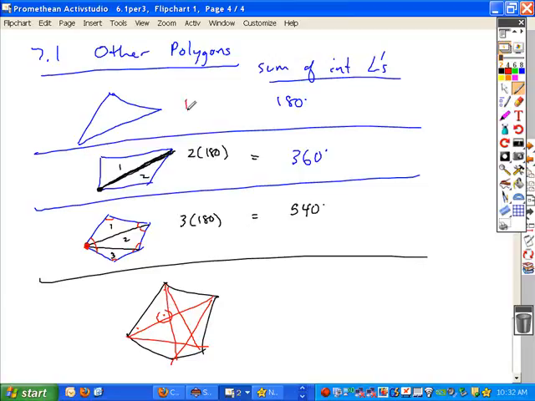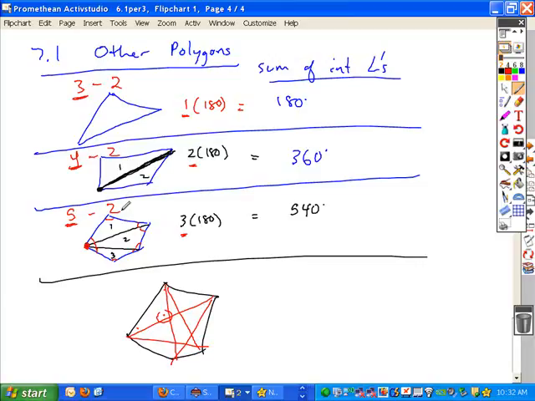Now, as you look at this, this fits the pattern 1 times 180. How does this number relate to the number of sides? A triangle has 3 sides. 3 minus what equals 1? 2. A quadrilateral has 4 sides. 4 minus what equals 2? A pentagon has 5 sides. 5 minus what equals 3? So it gives you this pattern.